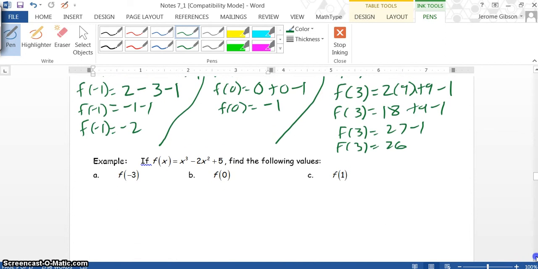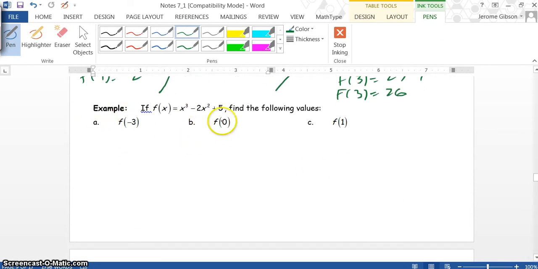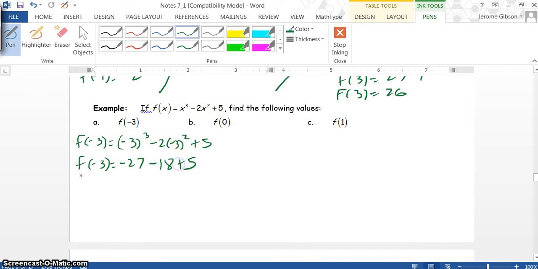Now, we come to the next example. This time again, we substitute in these values for x. So we have f of negative 3 equal to negative 3 cubed minus 2 times negative 3 squared plus 5. So we have f of negative 3 is equal to negative 3 cubed, negative 27. Negative 3 squared is 9 times the negative 2 is negative 18 plus 5. So f of negative 3 is equal to negative 40.